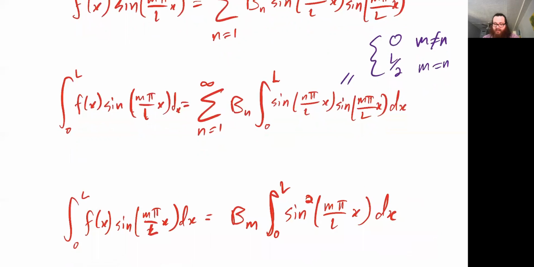So if we plug that in, most of these integrals are 0 except when n is equal to m. Okay. So in this summation that we're doing right here, the only term that survives is when n is equal to m. So we end up with b sub m. And then when n is equal to m, this integrand in here becomes sine squared of m pi over L x.